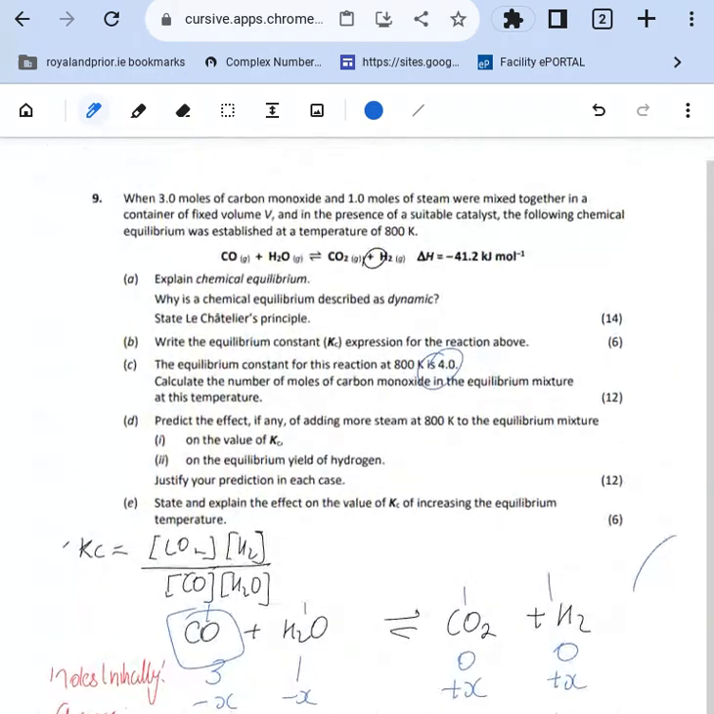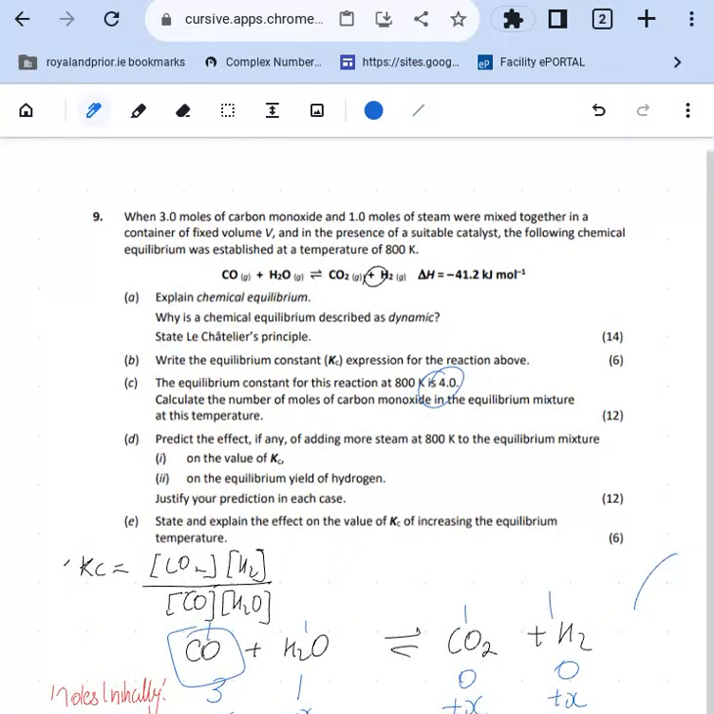Predict the effect, if any, of adding more steam on the value of Kc. So it's a common question. They often ask you what happens to the value of Kc. Now when they do that, Kc is only affected by temperature. So the effect of adding more steam: no effect. Kc is only temperature dependent.